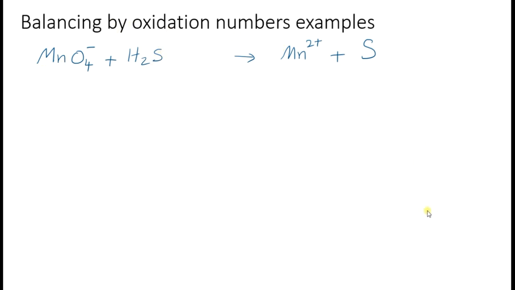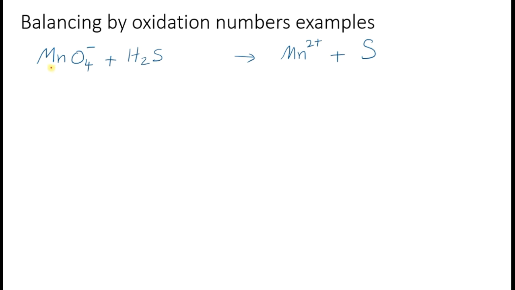But you'll be given the conditions in which you do this. This is acid conditions for this one. So that means you may have to add H plus ions and water molecules as required. So let me go through this. It's very similar to the half equation method. You just identify the first thing.